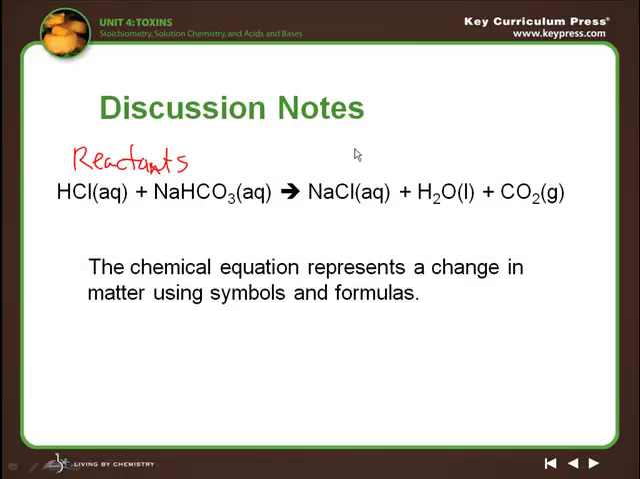And the things that are on the right side of the equation are called the products. Reactants are the things that are reacting together. Products are the things that are produced. Okay. The symbols and formulas are meant to represent the different chemical compounds or molecules that are represented in this chemical equation.